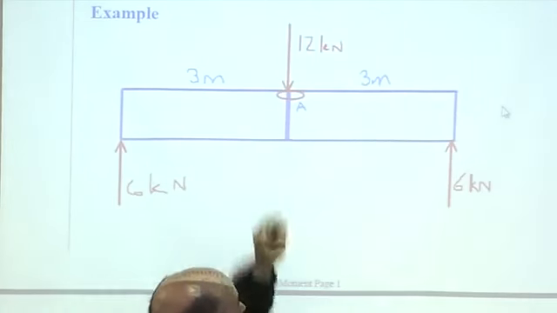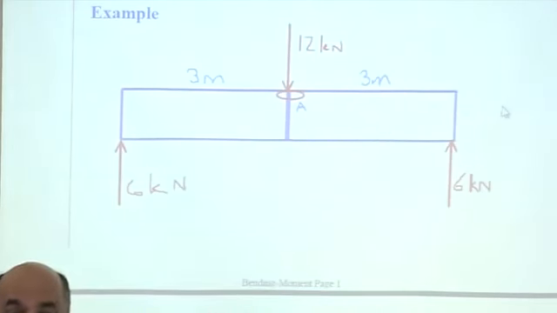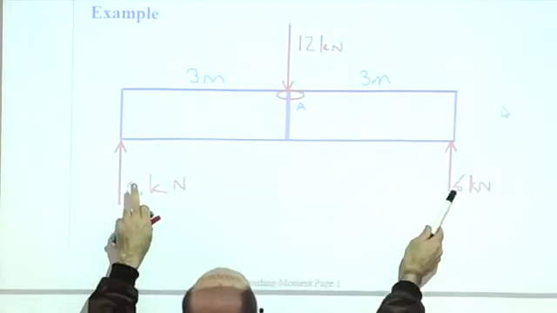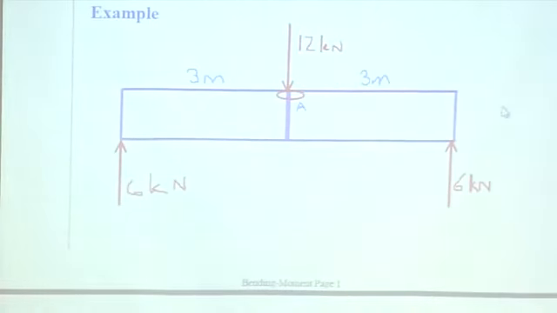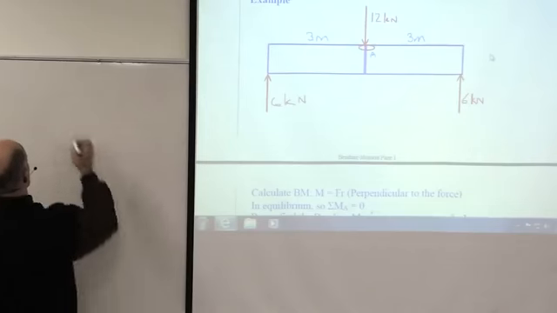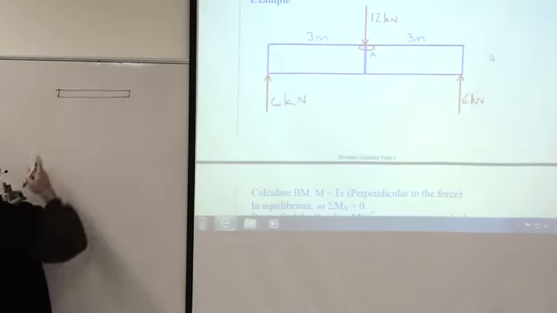I have 12 kilonewtons in the middle, and from our forces subject, we have to do equilibrium. It means we need 6 kilonewtons on either side. So you need to do equilibrium first before you do bending moment. Right, so the original question looks like this.